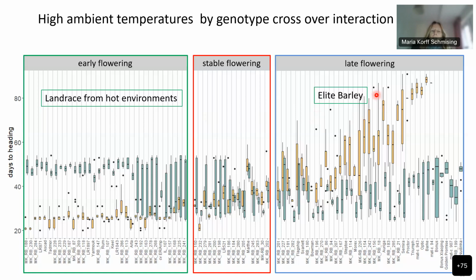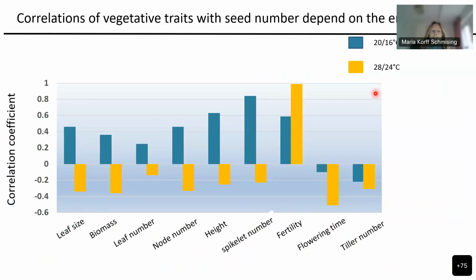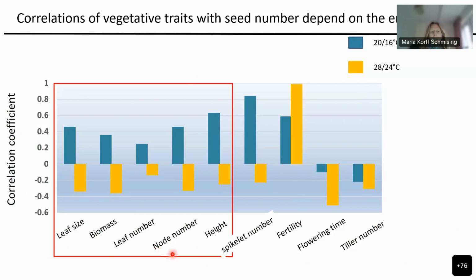Now, rather than show you all the other traits, I'll give you a summary. What I'm showing here is the correlation of a number of traits, which you see on the x-axis, to seed number. In blue is control, and in yellow, high ambient temperature conditions. If we look at what we maybe call vegetative traits, so leaf size, biomass, leaf number, we could see that these were positively correlated to seed number under control conditions, but negatively correlated under high ambient temperature conditions.